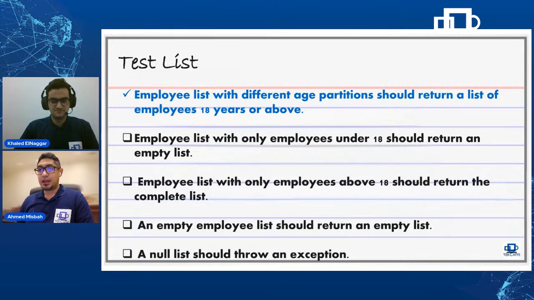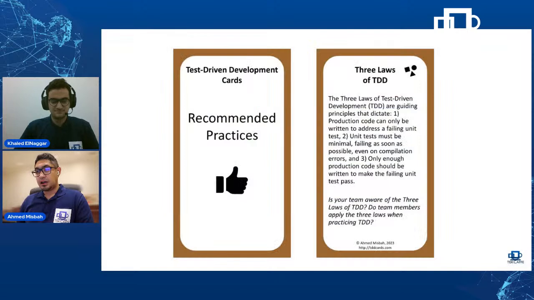Okay, so now that we have a test list, I guess we can start practicing red-green refactor, can't we, Khaled? Yes, Ahmed, but first we need to learn about the 3 laws of TDD. The 3 laws of test-driven development are guiding principles that dictate: 1. Production code can only be written to address a failing unit test. 2. Unit tests must be minimal, failing as soon as possible, even on compilation errors. And 3. Only enough production code should be written to make the failing unit test pass.